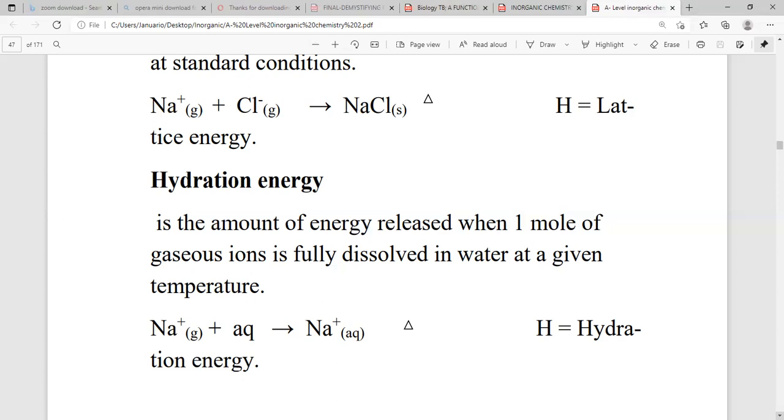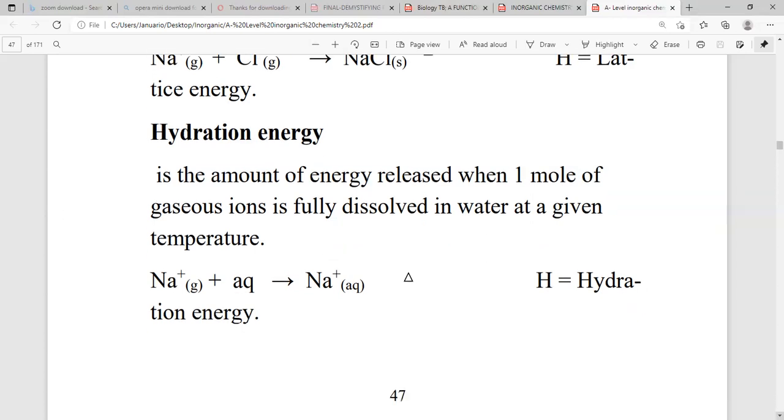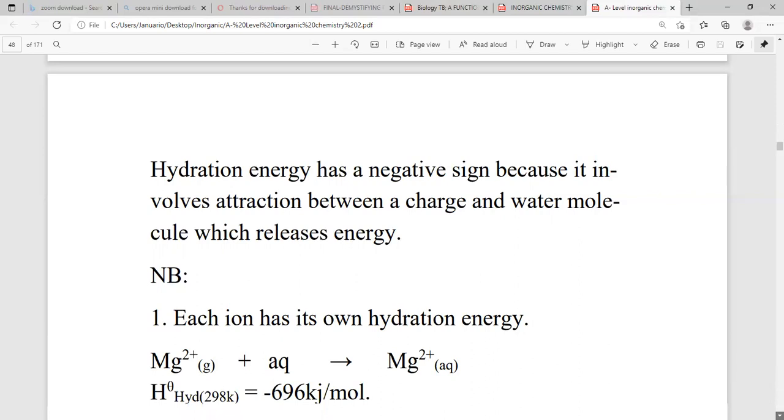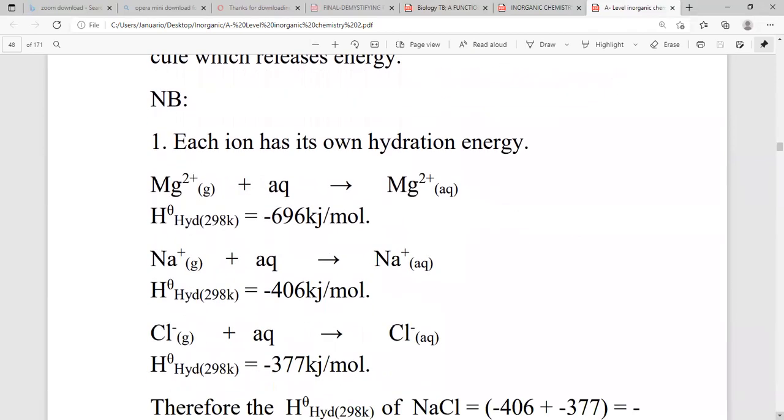It is the negative amount of energy released when 1 mole of gaseous ions is fully dissolved in water at a given temperature. Hydration energy has a negative sign because it involves the attraction between a charge and a water molecule, which releases energy. There is an attraction between the charge on that gaseous ion and the water molecule, and these forces of attraction are the ones that result in releasing energy.